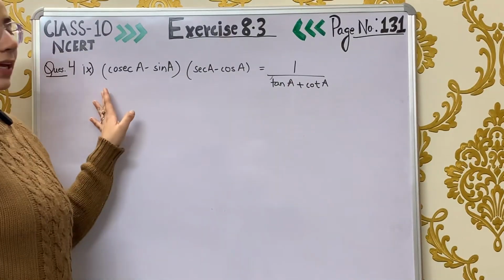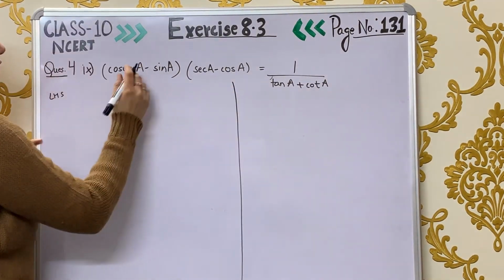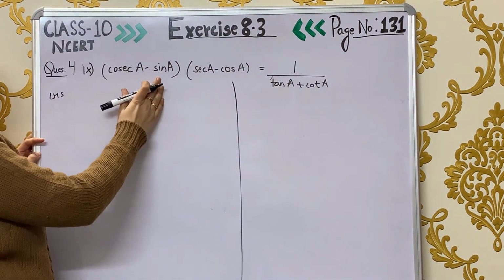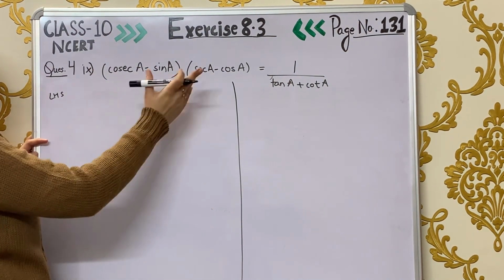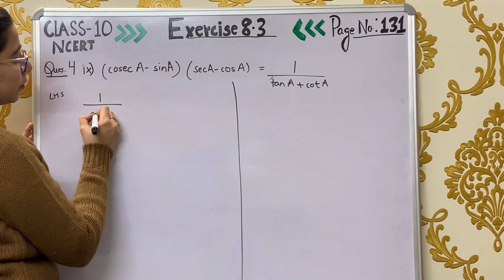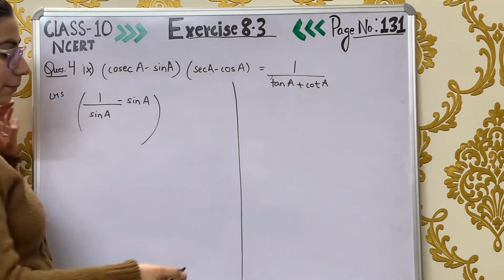So let's start the ninth part now. Let's start with the LHS first. We are given (cosec A minus sin A) into (sec A minus cos A). So let's convert cosec and sec into sin and cos terms first. So cosec is nothing but 1 by sin A minus sin A, and sec A is nothing but 1 by cos A.